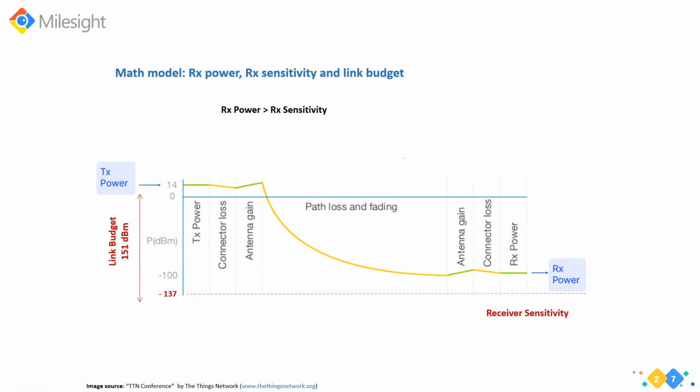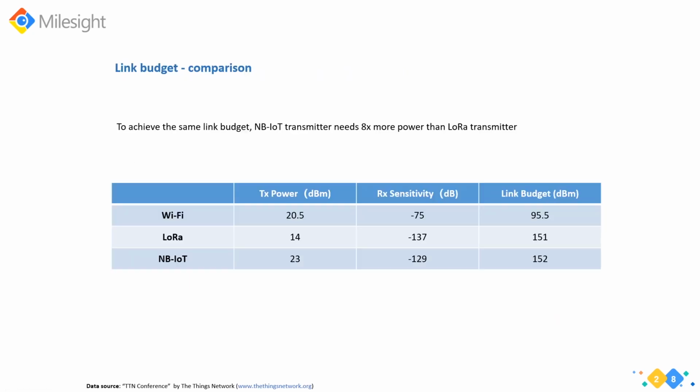So what does that mean? What does 151 mean? If we compare with other wireless technologies, in Wi-Fi, for example, the transmit power is much higher, so it needs more battery. The receiver sensitivity value is also higher, so that means your link budget is smaller, so it's 95.5. And LoRa is 151, right? If we do the same calculation for the narrowband IoT, for the NB-IoT technology, it has a similar link budget that is 152. It means similar distance.